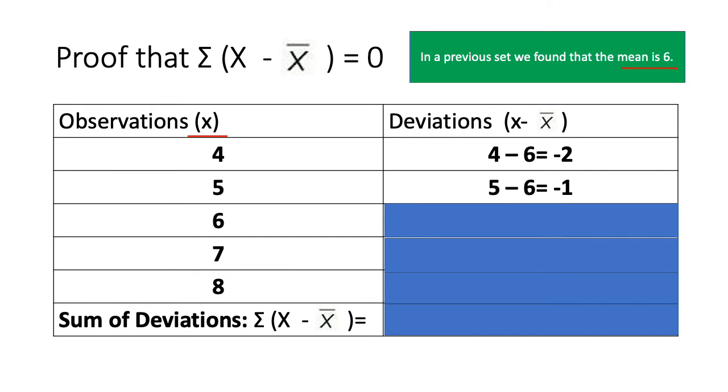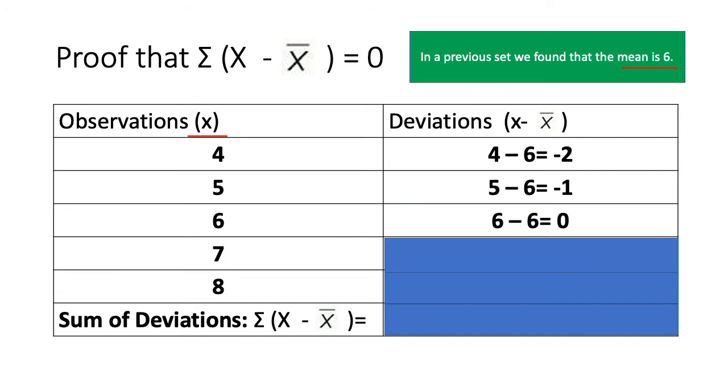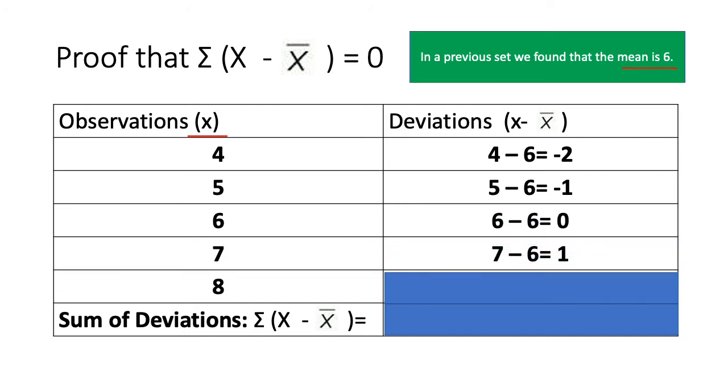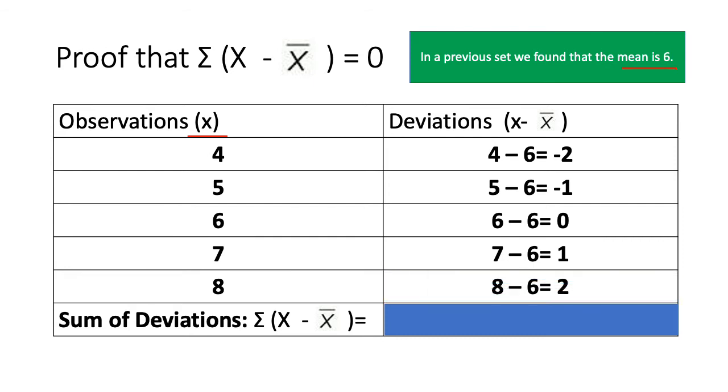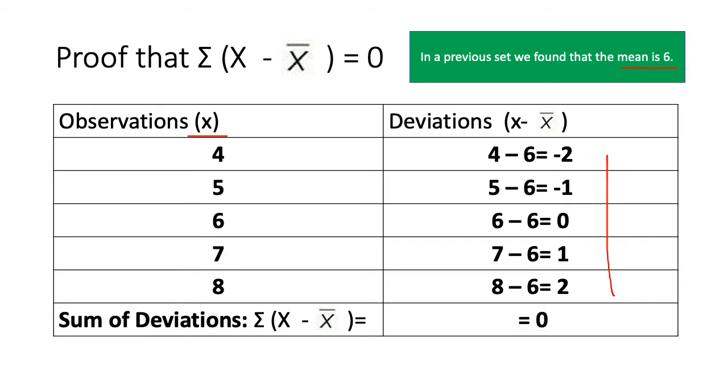The second observation, 5, is 1 space below the mean, so -1. The observation 6 is exactly the mean, so there's no deviation. 7 is 1 above the mean, and 8 is 2 above the mean. So let's sum this up. -2 plus -1 plus 0 plus 1 plus 2. Notice that we get 0, and the property of the mean is proven.